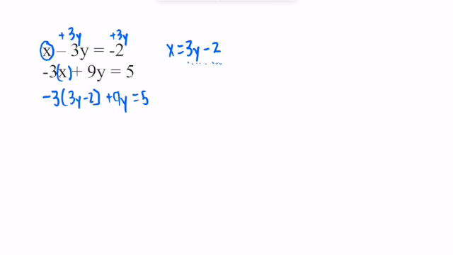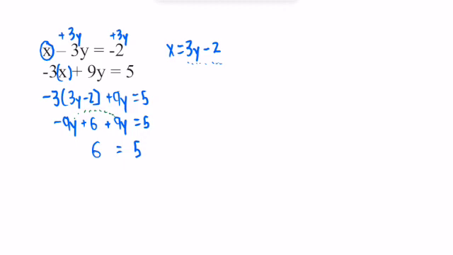After we substitute, we distribute. Negative 3 times 3y is minus 9y. Negative 3 times negative 2 is 6. So we have negative 9y plus 6 plus 9y equals 5. After we distribute, we combine like terms. And notice here, our like terms, negative 9y plus 9y, those are opposites, and they cancel each other out, leaving us with 6 equals 5.